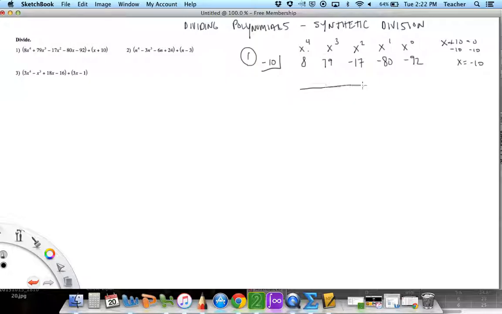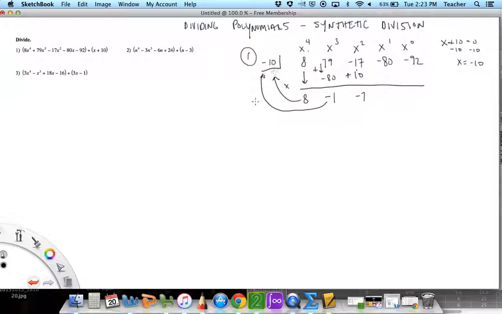The next thing we do is draw our line here, and we move the first number down right away. So the first one comes down, then 8 times negative 10, which equals negative 80. The next thing I do is add down. So 79 plus negative 80 is negative 1. I do the same process again. Negative 1 times negative 10 gives me 10, and I put that answer right here. I add these together and I get negative 7.